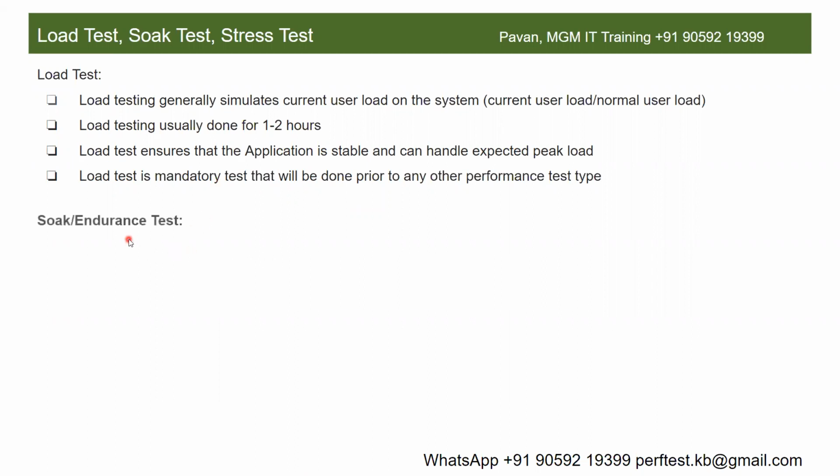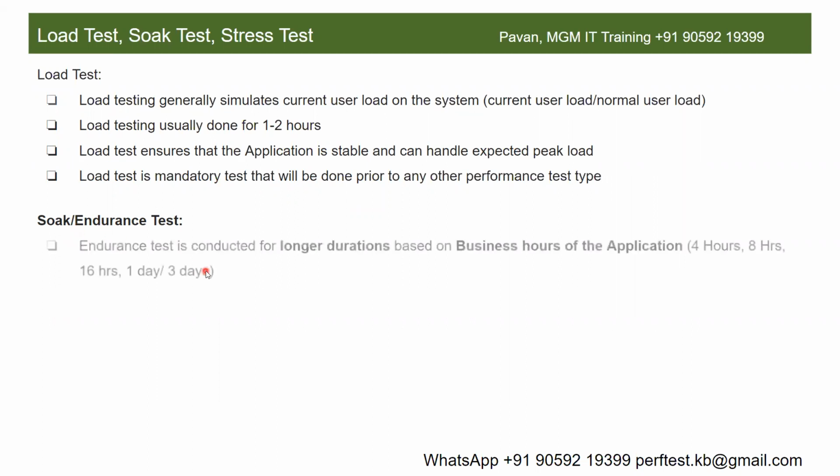The next type of testing is SOAK or endurance test. Endurance means long duration, which is durable, right? Now, when you say long duration, what is that duration? It is decided based on the business hours of the application. Very important, remember this or note it down if someone is taking running notes.